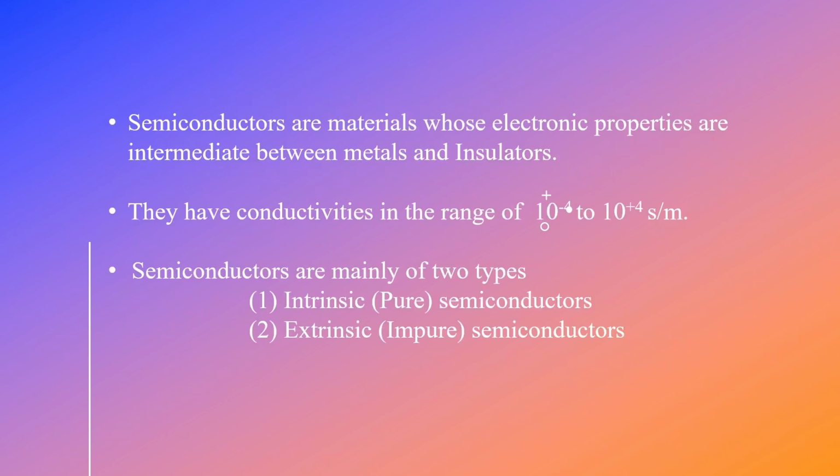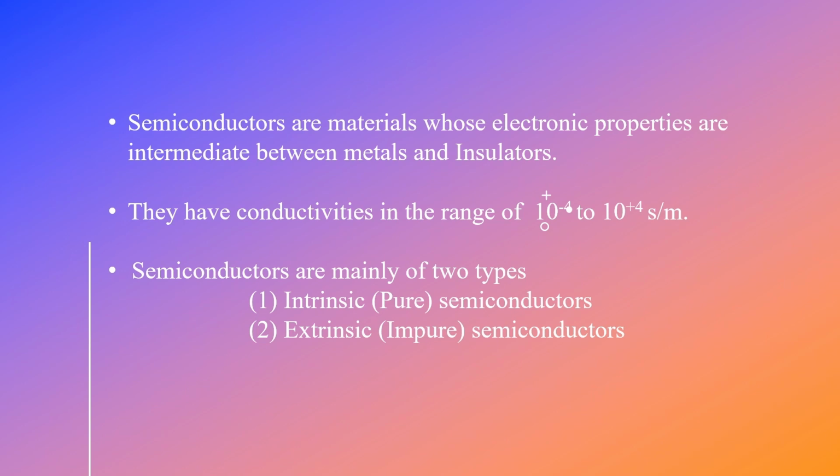Semiconductors are materials whose electronic properties are in between metals and insulators. They are not perfectly conductive materials, nor perfectly resistant insulators. They have conductivities within the range of 10 to the power of -4 to 10 to the power of 4 Siemens per meter, whereas metals have 10 to the power of 6 or 7 Siemens per meter, and insulators have quite low conductivity. That's why we call them semiconductive materials. Their energy band gap also ranges between 1 to 3 electron volts.